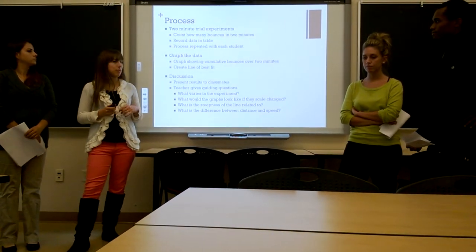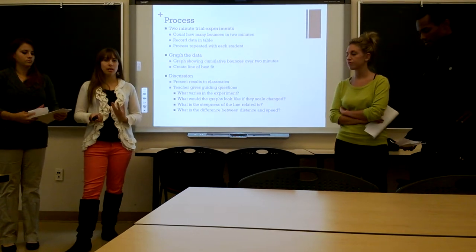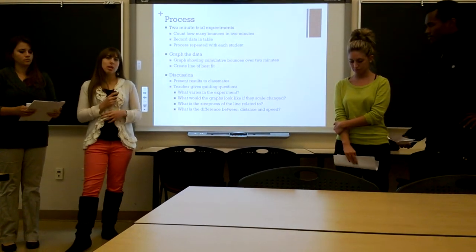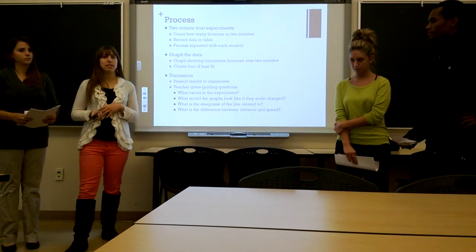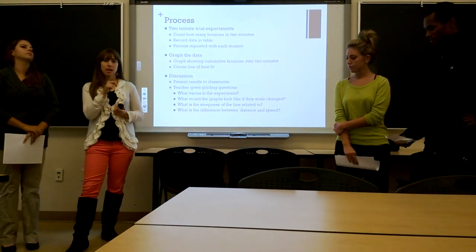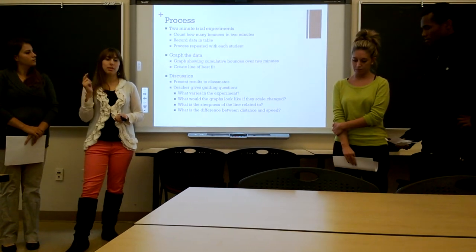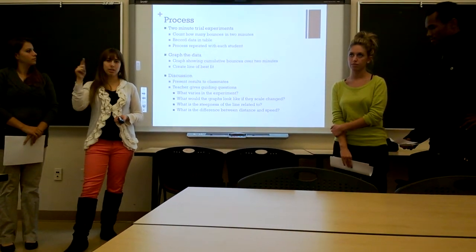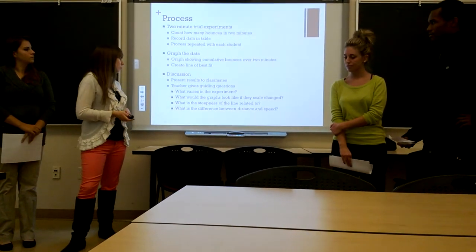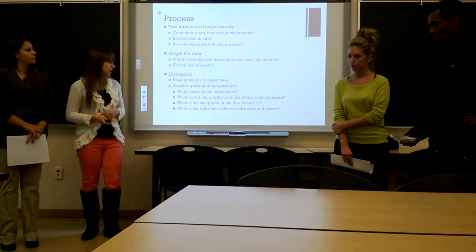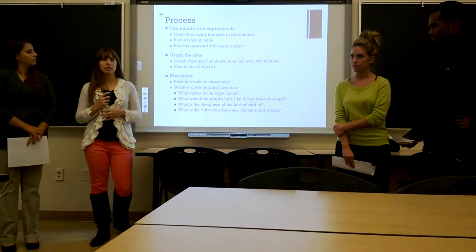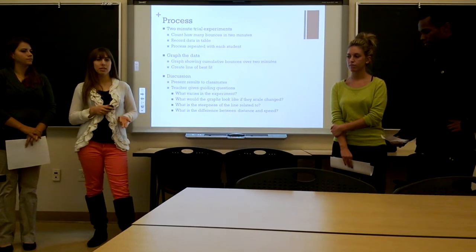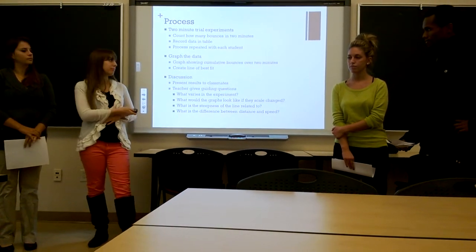You could also ask them, what is the steepness of the line related to? This is getting students to understand the concept of slope and then also their line of best fit. Did they connect their plotted points together, or did they leave them as a scatter plot and then just create their line of best fit through it? Also, they need to understand the difference between distance and speed and get to understand the relationship between the number of bounces and their time intervals.